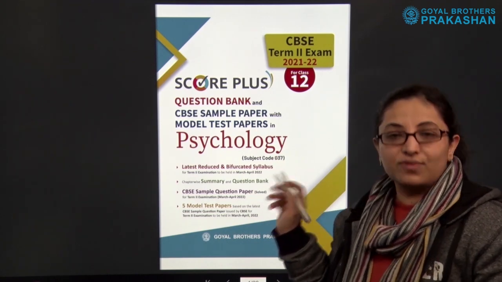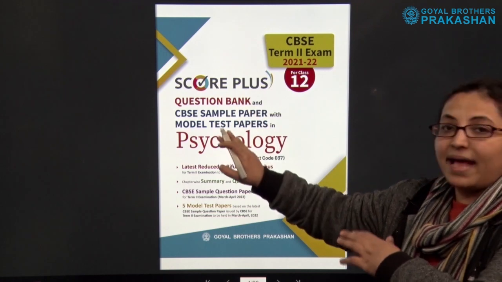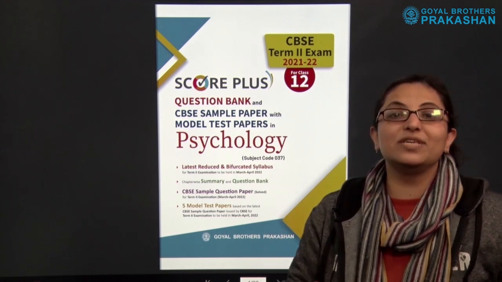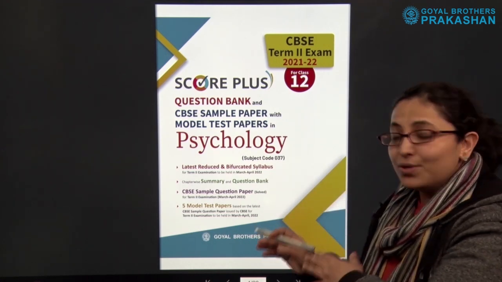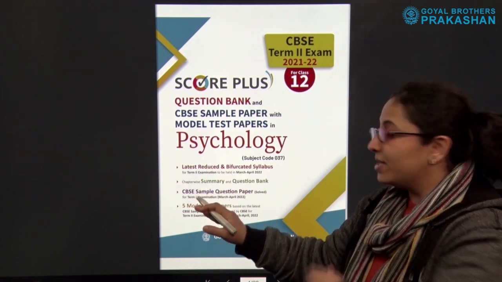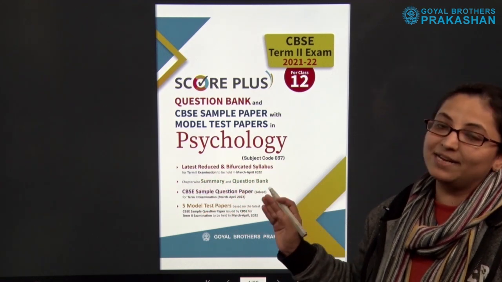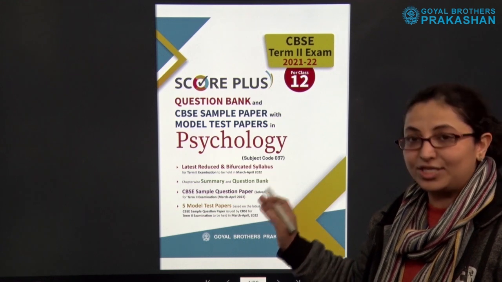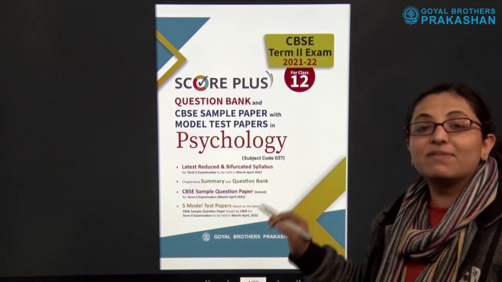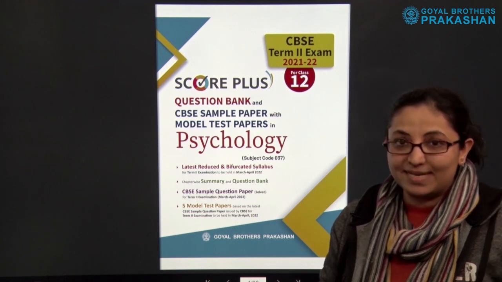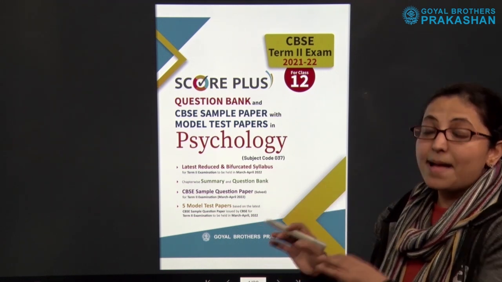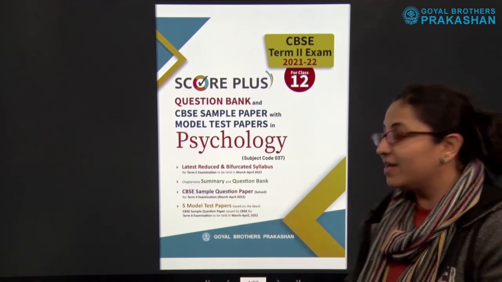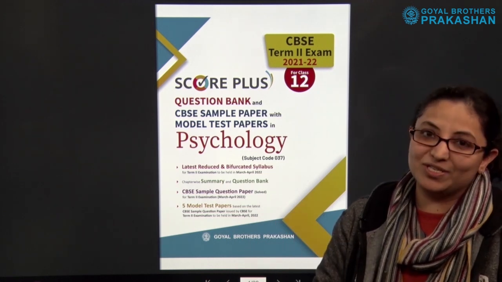The subject code is 037. Basically, this is a question bank which has the CBSE sample paper and the model test papers for the students to practice. Let me also tell you that this book is based on the latest reduced and bifurcated syllabus for term 2 examinations. It also has the chapter-wise summary and question bank. The solved CBSE sample question paper released by the CBSE board is also included in this book. Plus, this book also has 5 unsolved model test papers for the students to practice for the examinations.